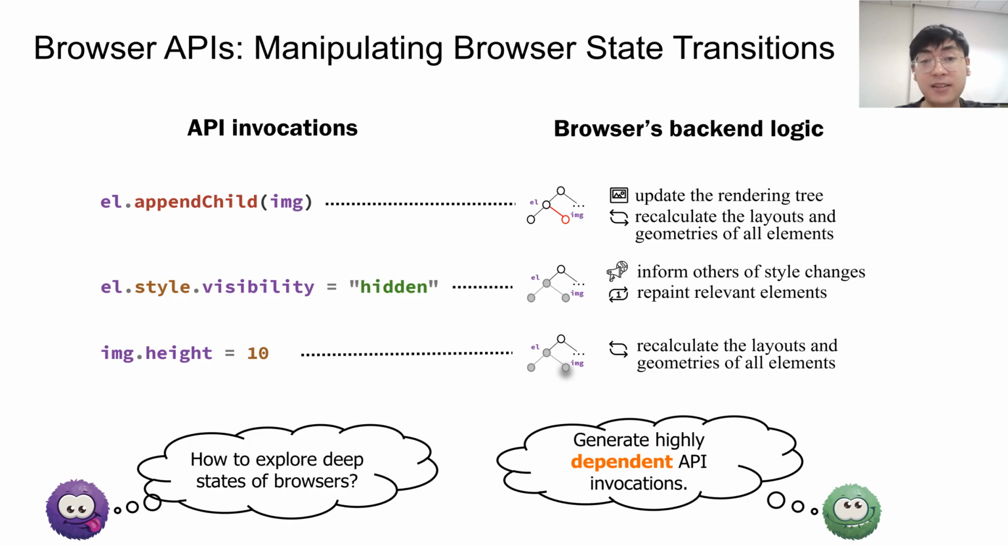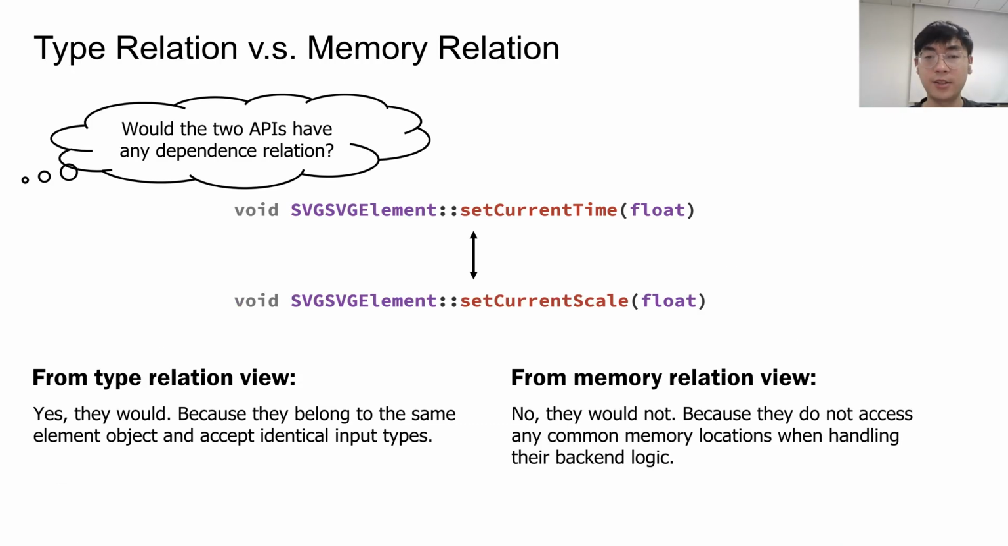As fuzzer developers, we may wonder how to explore deep states of browsers. Obviously, we should make these API invocations highly depend on each other, so that their interaction logic can be covered. So, how do we determine the dependency relation between two APIs?